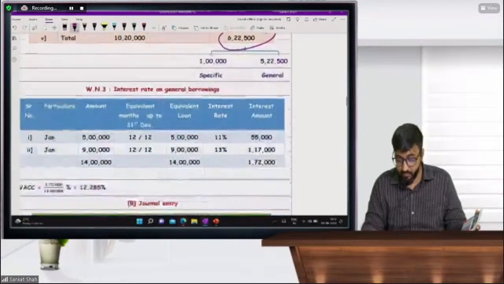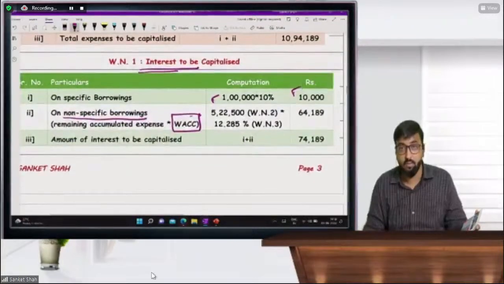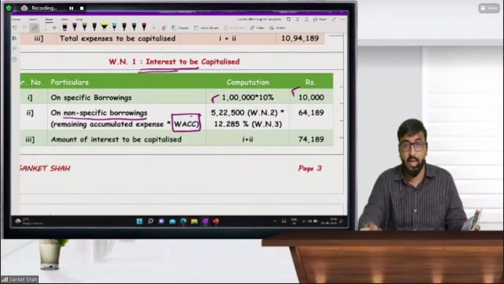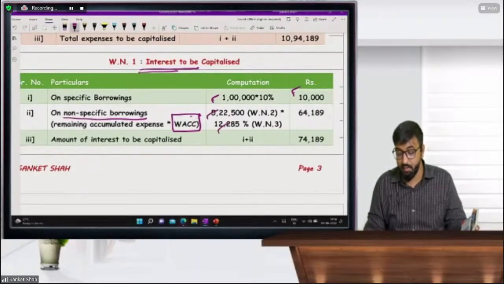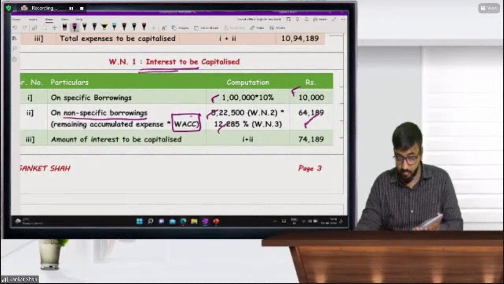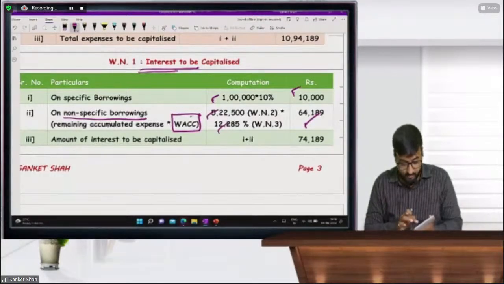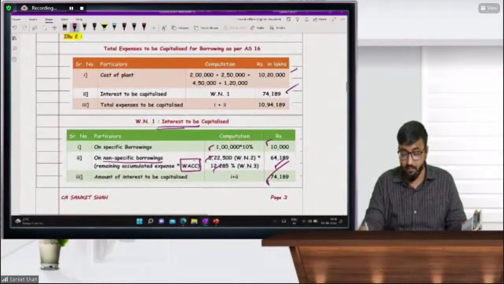12.2857%. And this percentage we will multiply with 5,22,500. So 5,22,500 into 12.285% gives 64,189. So the total interest capitalized is 74,189.